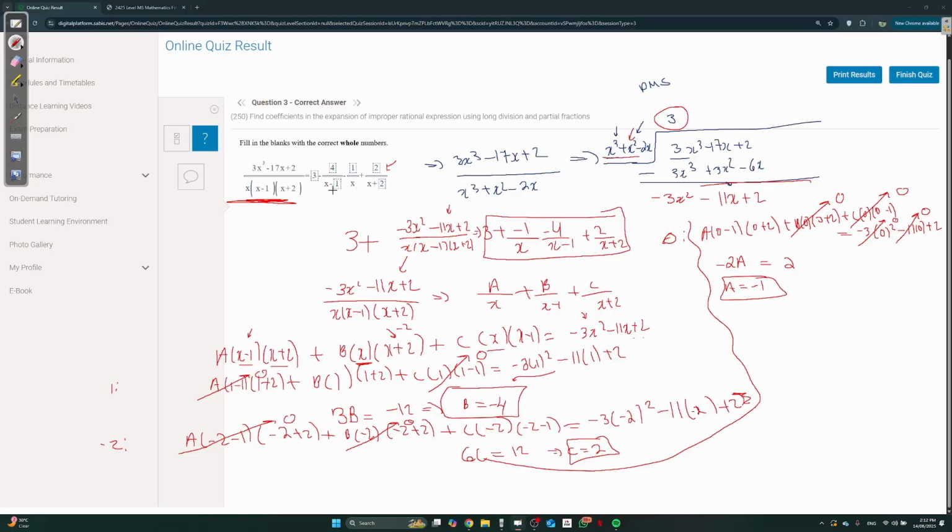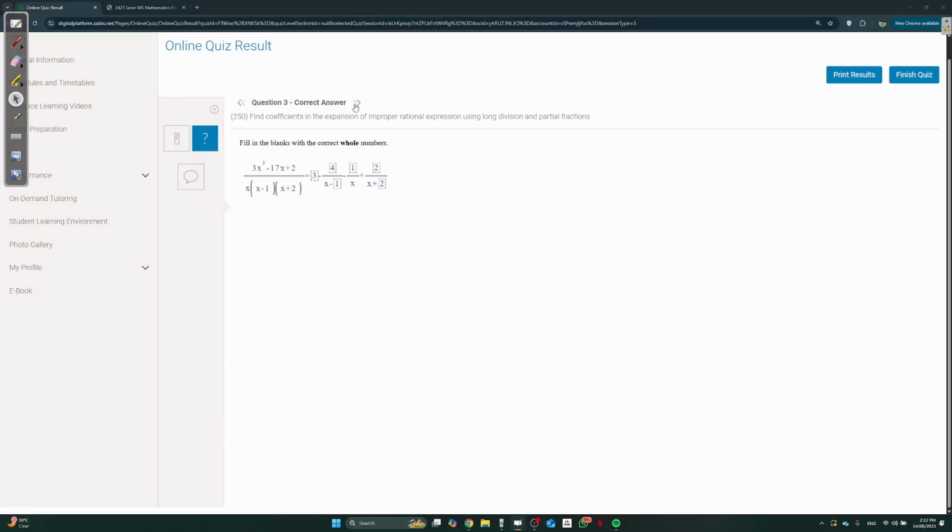There you go. How do you know to put 1 or 2? Because they put the minus into, which one's minus? The 1. So you put the 1 here. And then the plus is the 2. Okay, very easy. Just very long. That's the problem. Okay, question 4.